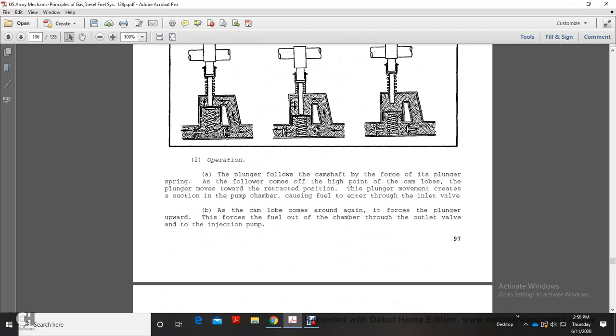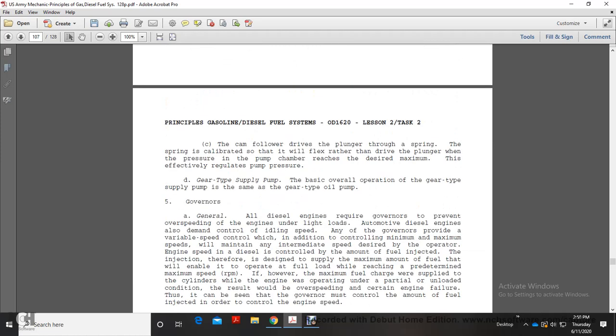Alright, operation. The plunger follows the camshaft. Plunger spring force moves the plunger as the follower comes off the high point of the cam lobe. The plunger movement to the retracted position creates suction in the pump chamber, pulling fuel in through the inlet valve. As the cam lobe comes around again, it forces the plunger upward and forces fuel out of the chamber through the outlet valve to the injection pump. The cam follower drives the plunger through a spring calibrated so that it flexes rather than drives the plunger once the pressure in the pump chamber reaches the desired maximum. This is how the pump pressure is regulated.